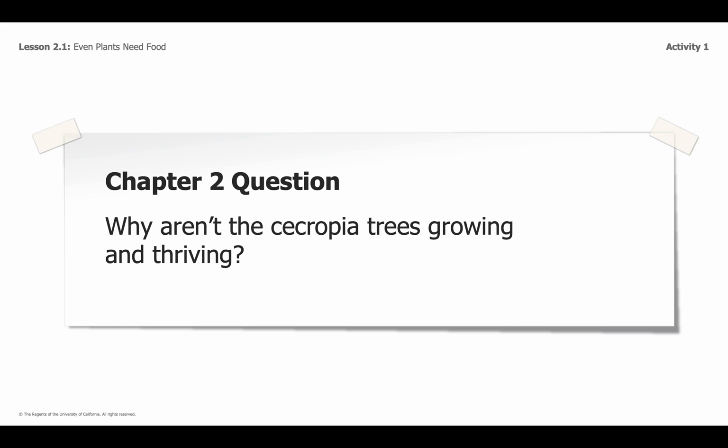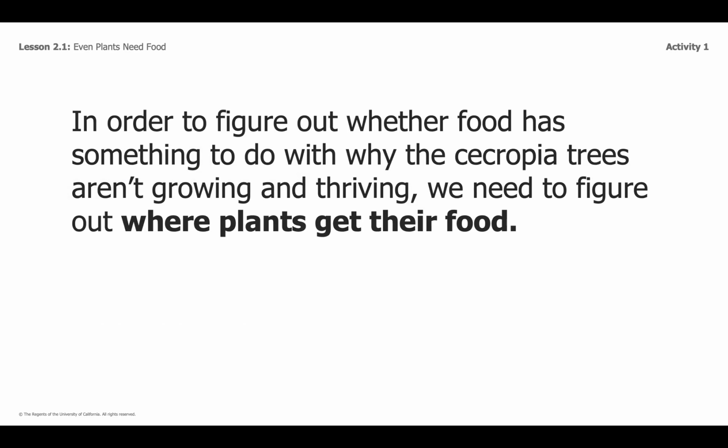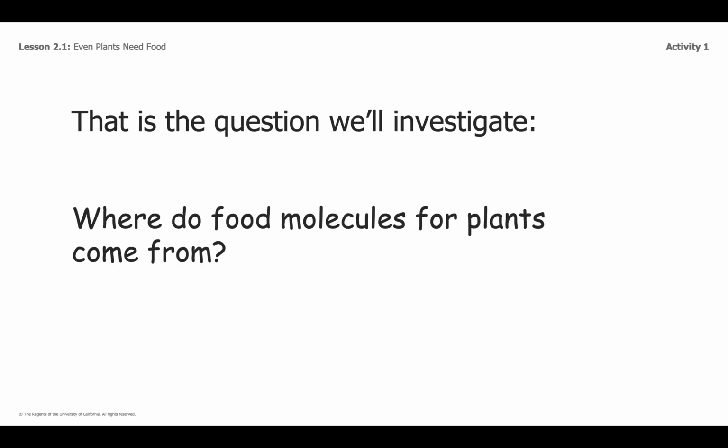So in chapter 2, we're answering the question, why aren't the Cecropia trees growing and thriving? In order to figure out whether food has something to do with why the Cecropia trees aren't growing and thriving, we need to figure out where plants get their food. Now, a lot of you are probably already saying, Miss Bell, I already know this. I learned this in third grade or fourth grade. That's excellent because we need your expertise for this project that we're about to work on.